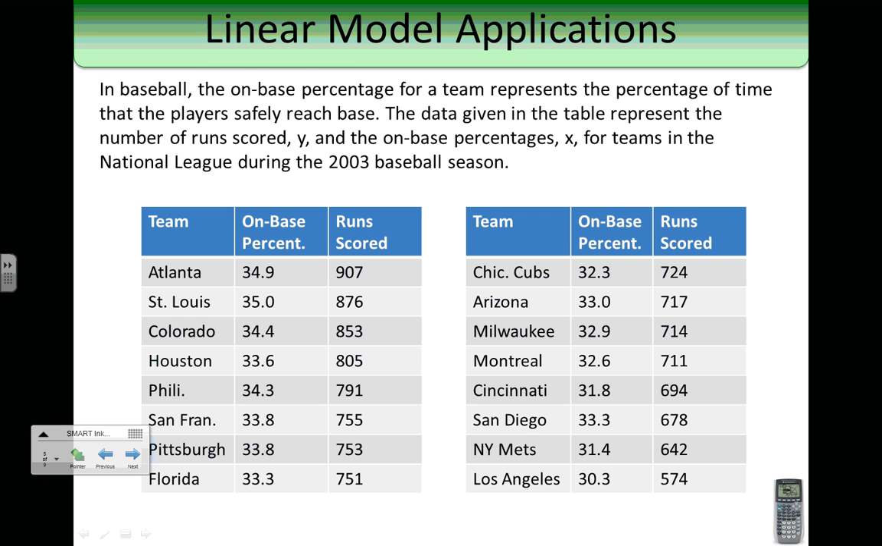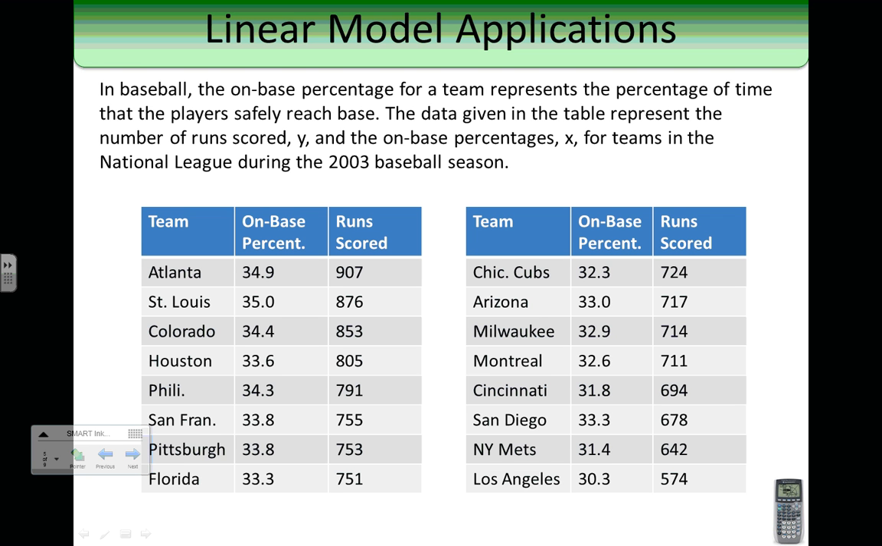All right. So, linear model applications. In baseball, the on-base percentage for a team represents the percentage of time that the players safely reach base. Okay, so they're on base. They safely reach base. The data given in the table represents the number of runs scored, which is Y, and the on-base percentages, which is X, for teams in the National League during 2003.